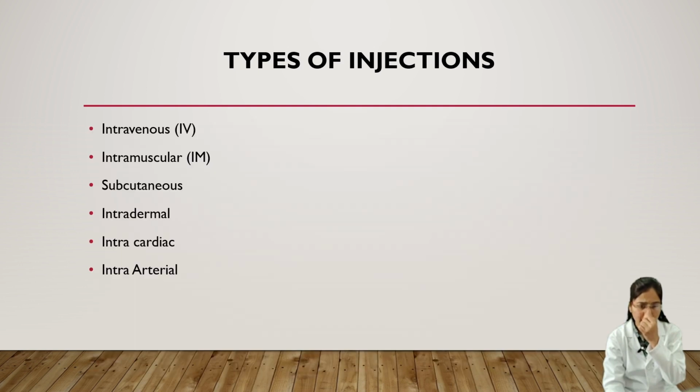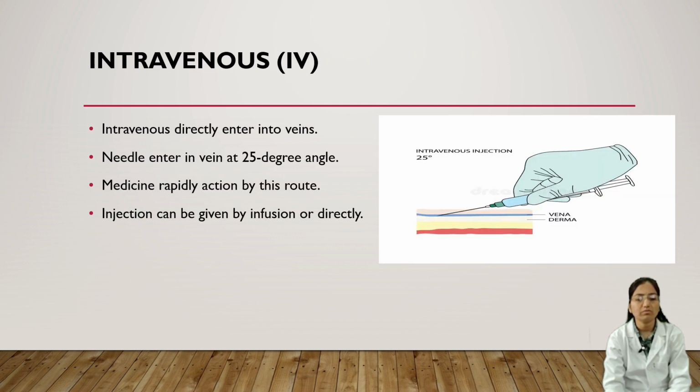The types of injections are: first, intravenous, then intramuscular, subcutaneous, intradermal, intracardiac, and intraarterial. We'll discuss them one by one. First one is intravenous. Here, the drug directly enters into the veins, and the needle enters the vein at a 25-degree angle. You can see in the picture the 25-degree angle. Medicine acts rapidly by the IV route, and the injection can be given by infusion or direct.